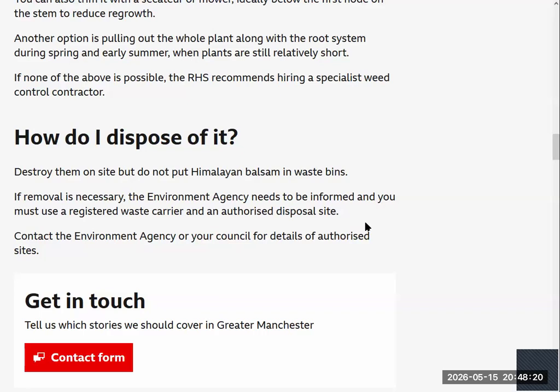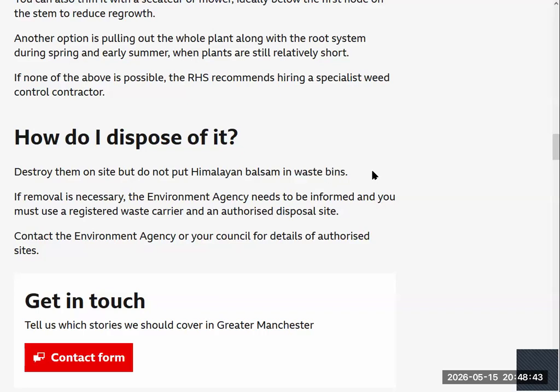So the shredder could help spread the Himalayan balsam, or anything else you're putting in there. You could actually make it worse. And of course, that's similar to putting it in waste bins. So you're sort of spreading it around. Waste bins aren't really meant for that, are they?